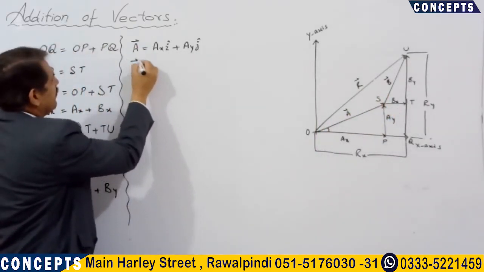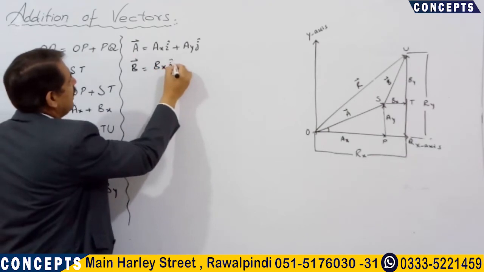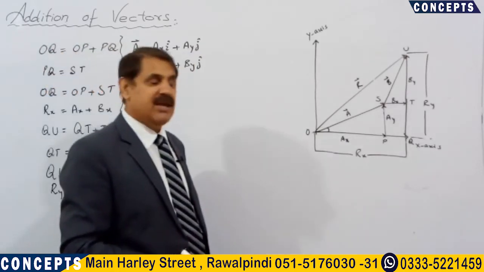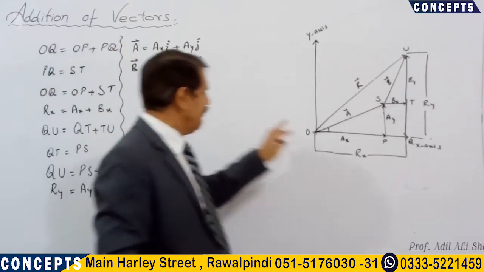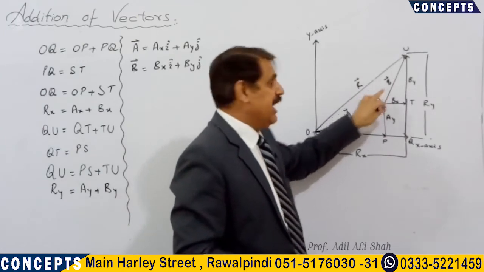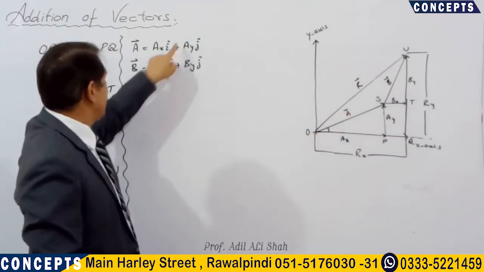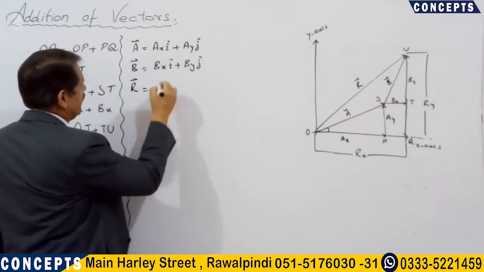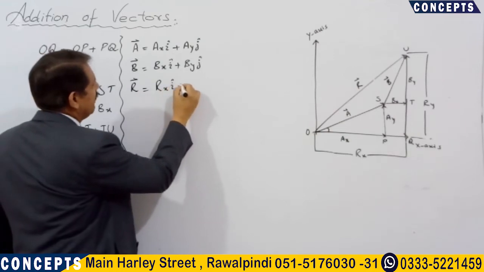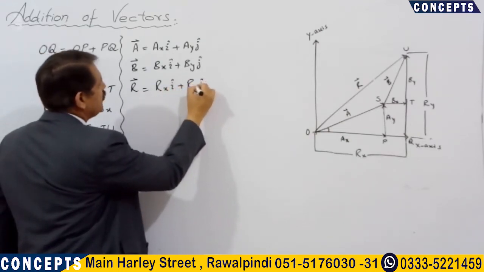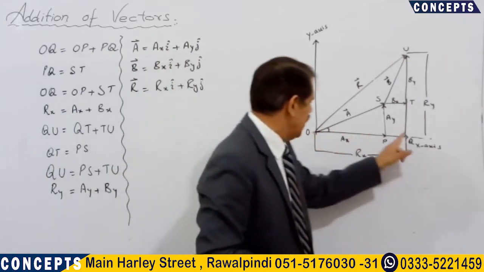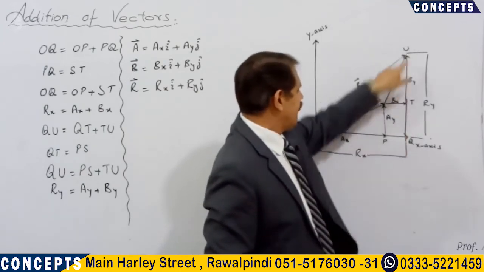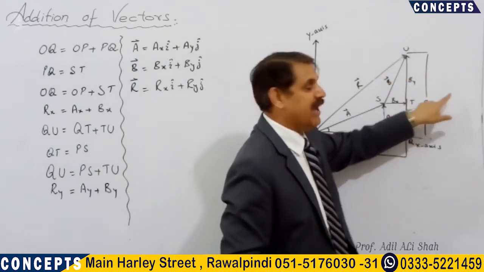Similarly, what is B vector? Bx i plus By j. It means that we have resolved vectors A and B into their x and y components. What would be R vector? That is Rx i plus Ry j. This total Rx is along the x-axis, so it is Rx i, and this is Ry and it is along the y-axis, so Ry j.